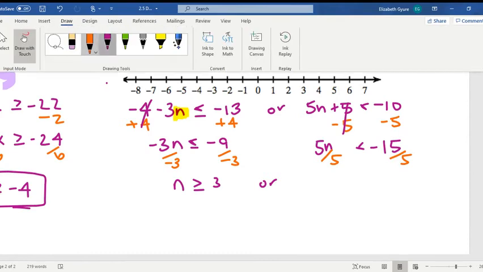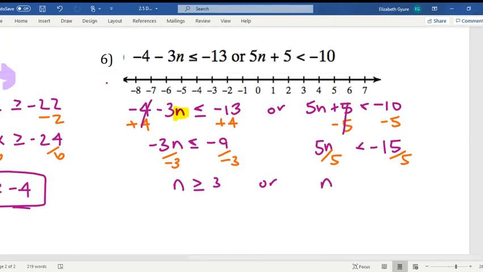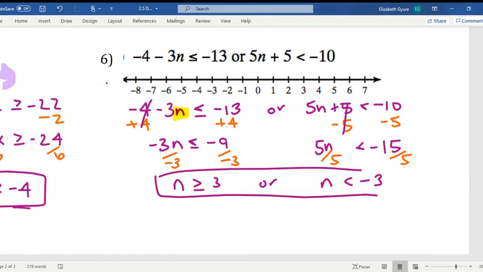All right, so you would divide, and you have n is less than, what is negative 15 divided by 5? What's a negative divided by a positive? A negative, and what's 15 divided by 5? 3. Good. So you'll have n is greater than or equal to 3, or n is less than negative 3.